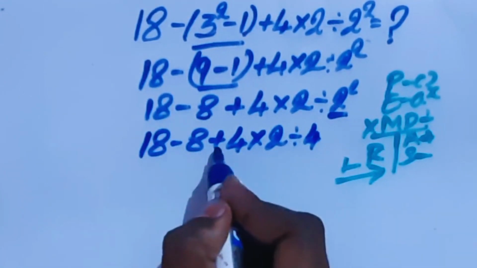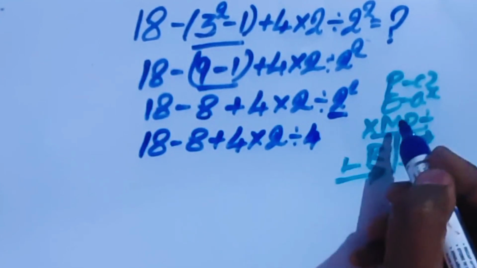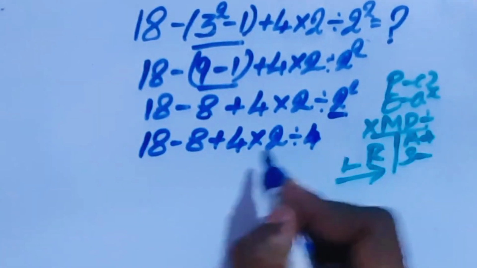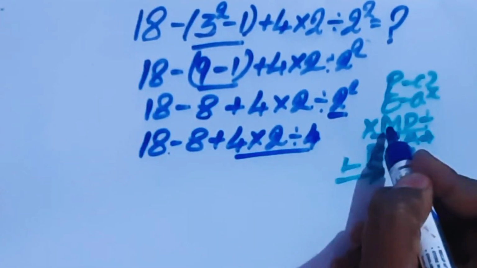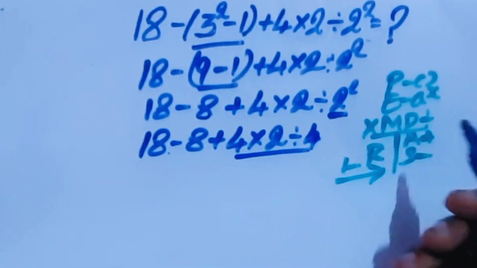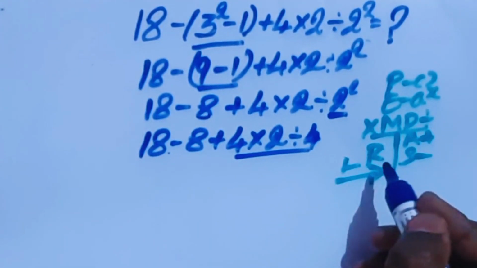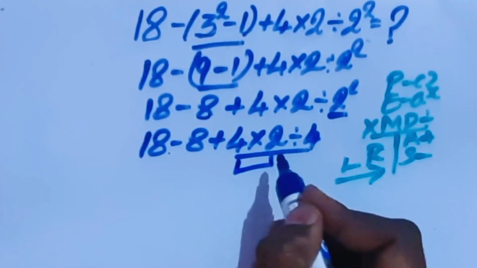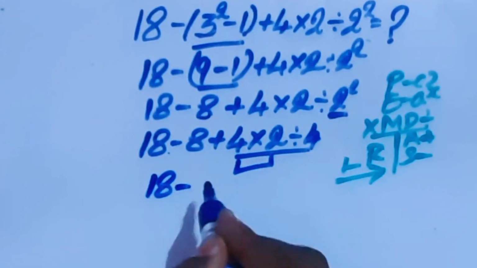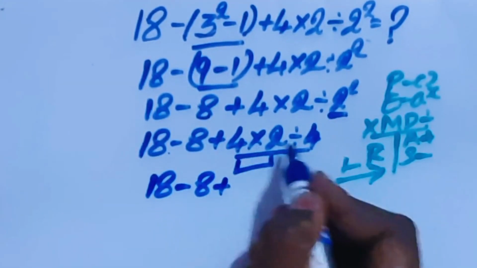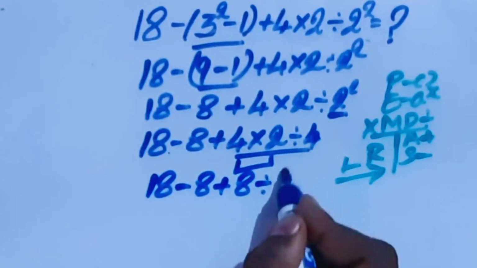Here we have subtraction, addition, multiplication and division. Here the next priority is multiplication and division. So we have to do this multiplication and division before this addition and subtraction. Here multiplication and division are equal priority. For this equal priority, we have introduced this left to right rule. Here left to right is 4 times 2. We have to do this 4 times 2 before any other operation. So 18 minus 8 plus 4 times 2 is 8, divided by 4.